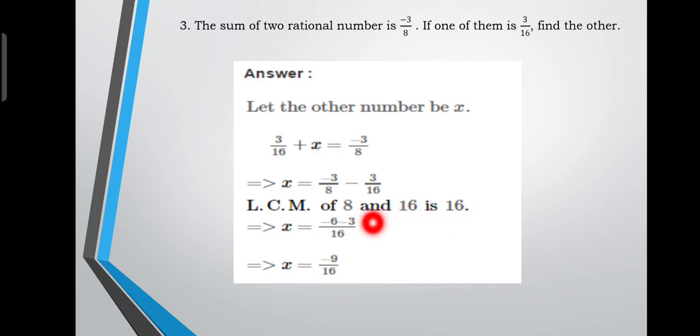Why are we taking the LCM? Because both the denominators are different. Okay, children, once we take the LCM, then we can equalize the denominators. Once we equalize, we can subtract. Then the x value is minus 9 by 16. So I hope you understand, children.